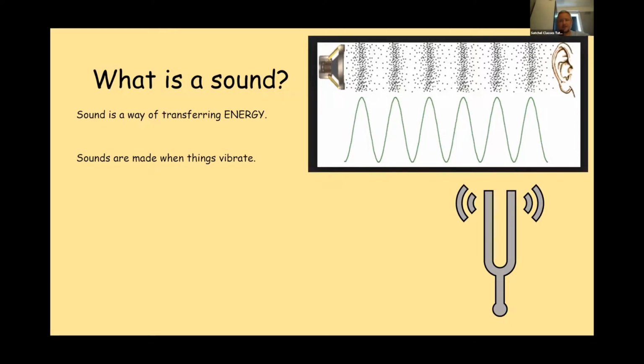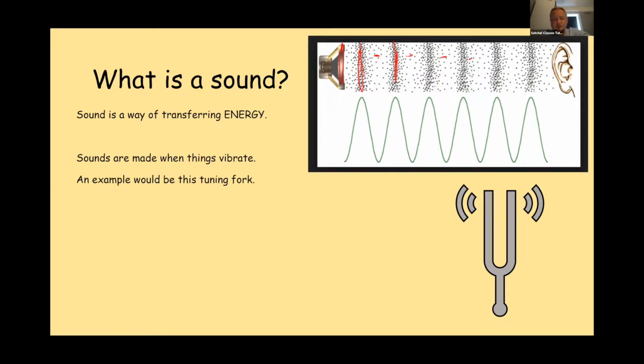What we've got on the picture here is a diagram of a speaker, and underneath is a sound wave, which we'll talk about a little bit more later. But you can see how the particles of air in front of the speaker here are being forced to vibrate backwards and forwards.